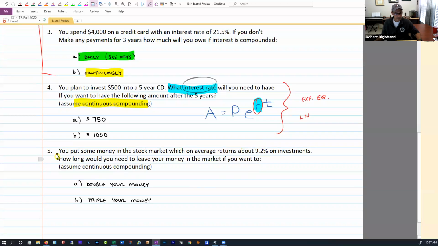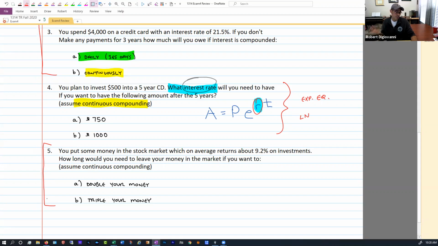And then this one is the same thing, but it's a little bit trickier because all it says is you put some money in the stock market, which has a return of 9.2%. So again, that's your rate. How long would it take? How long would you need to leave your money in there if you wanted to double your money or triple your money? I'm not going to tell you right now how to do this problem.